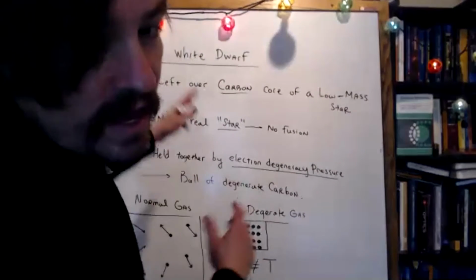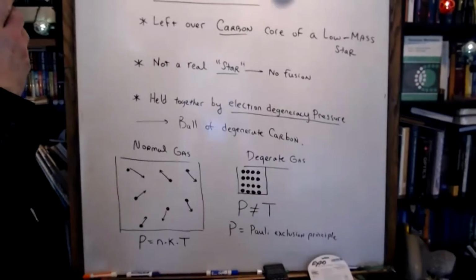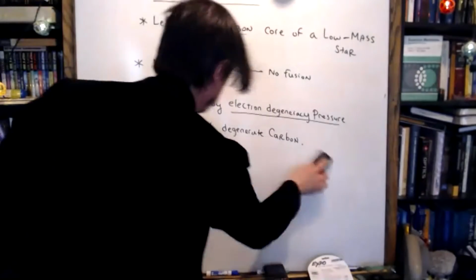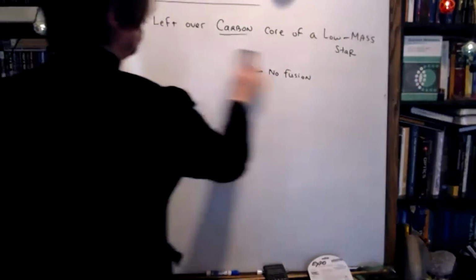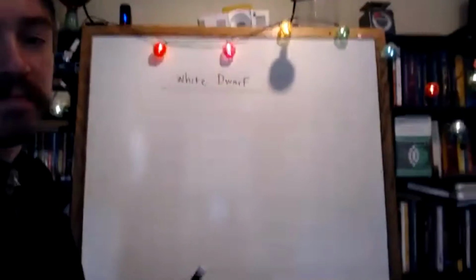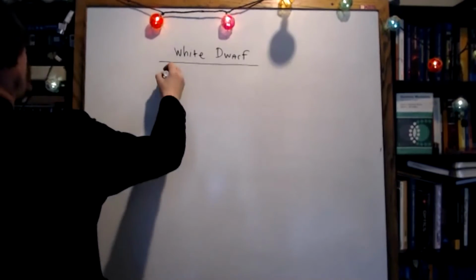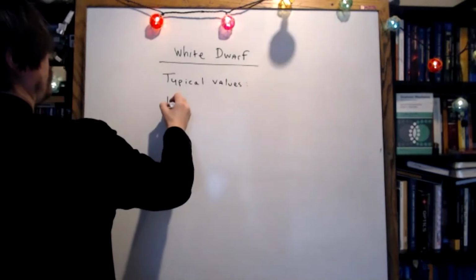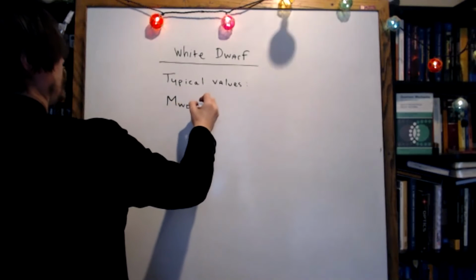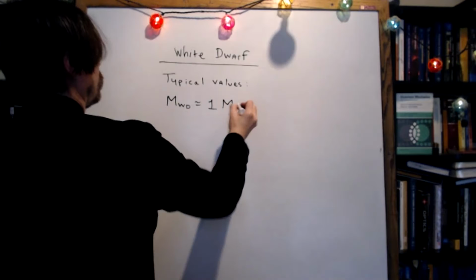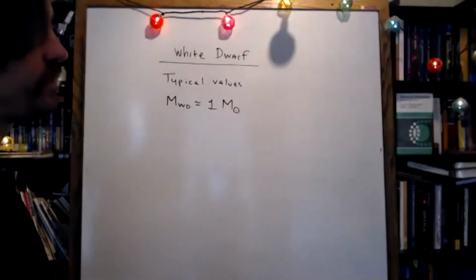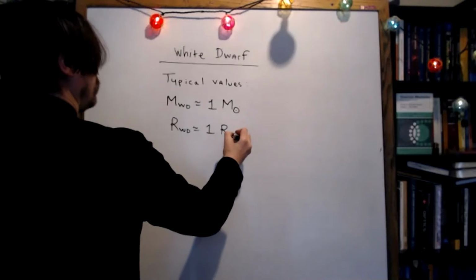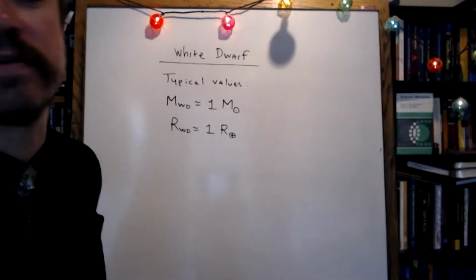Here's where we get to the good stuff. I need to erase this. Any objections? Okay, this is the important part of today's notes. Typical values for a white dwarf. The mass of a white dwarf is typically close to 1 solar mass of material. The typical radius of a white dwarf is close to 1 Earth radius.